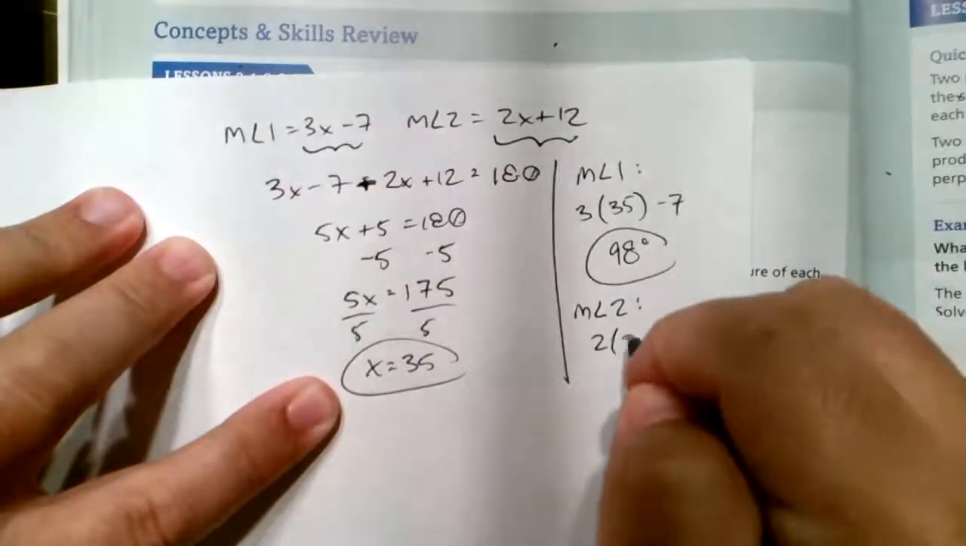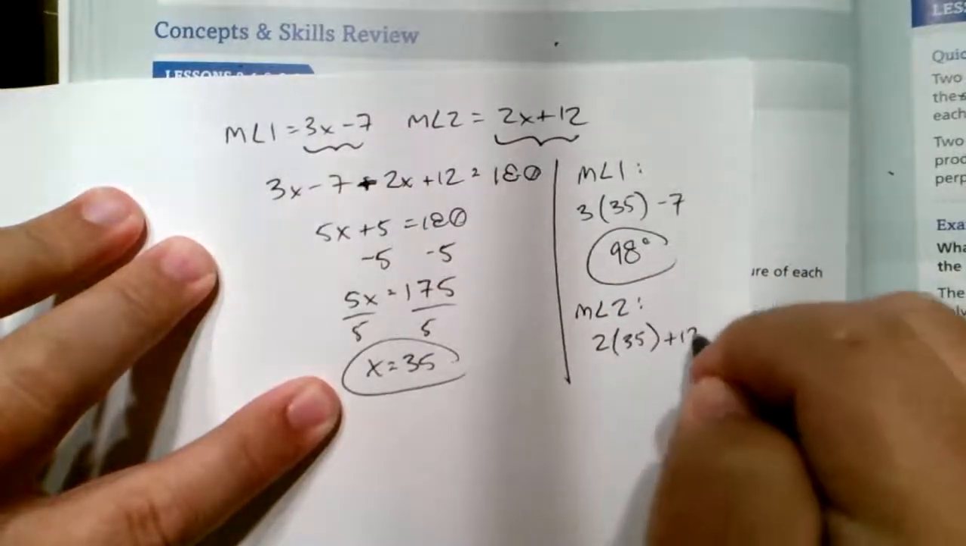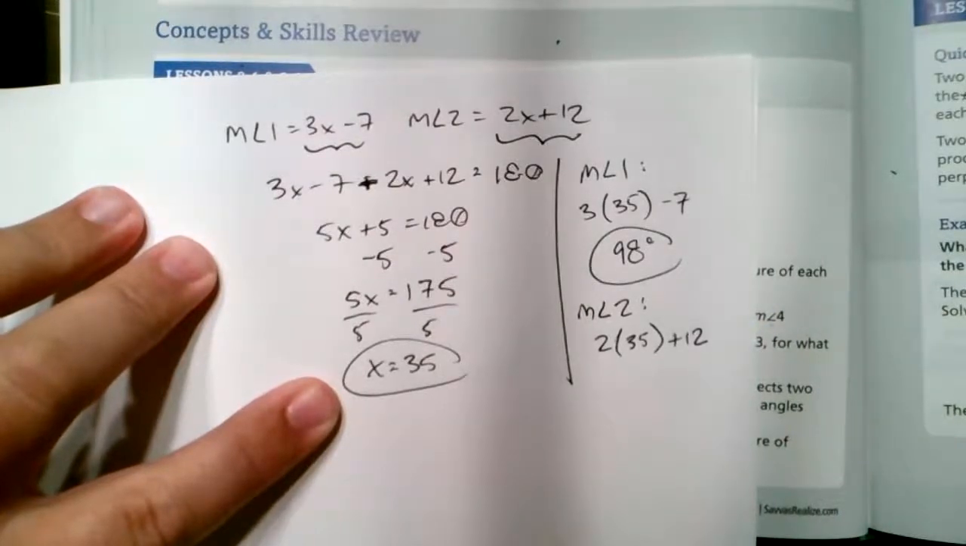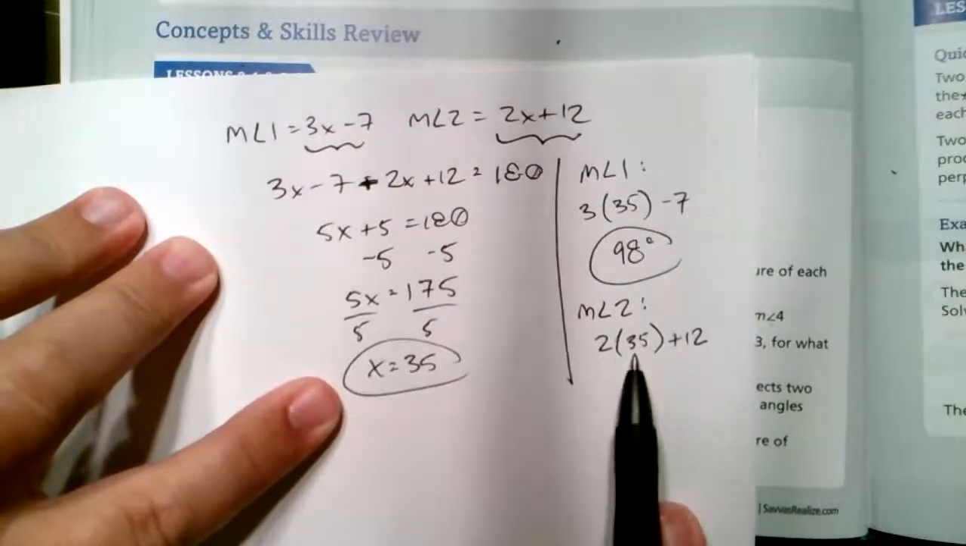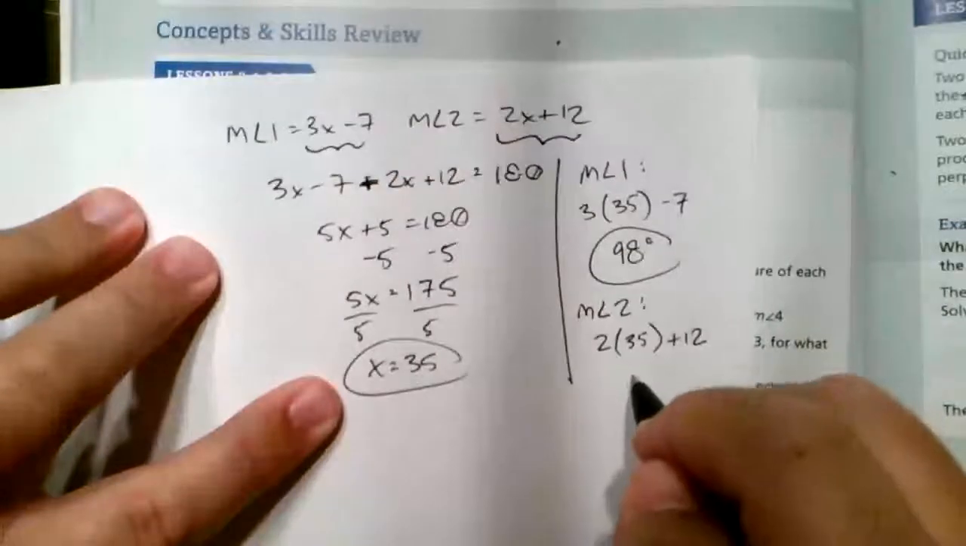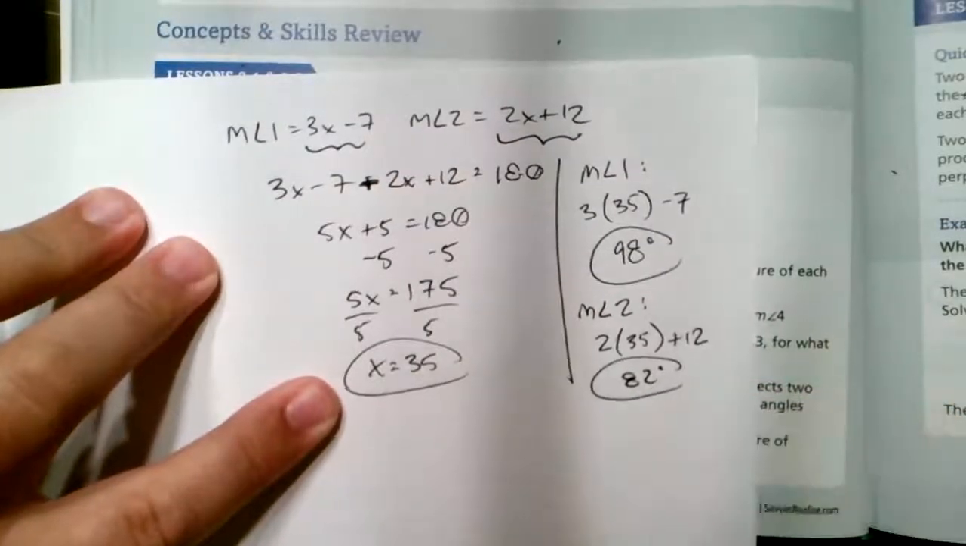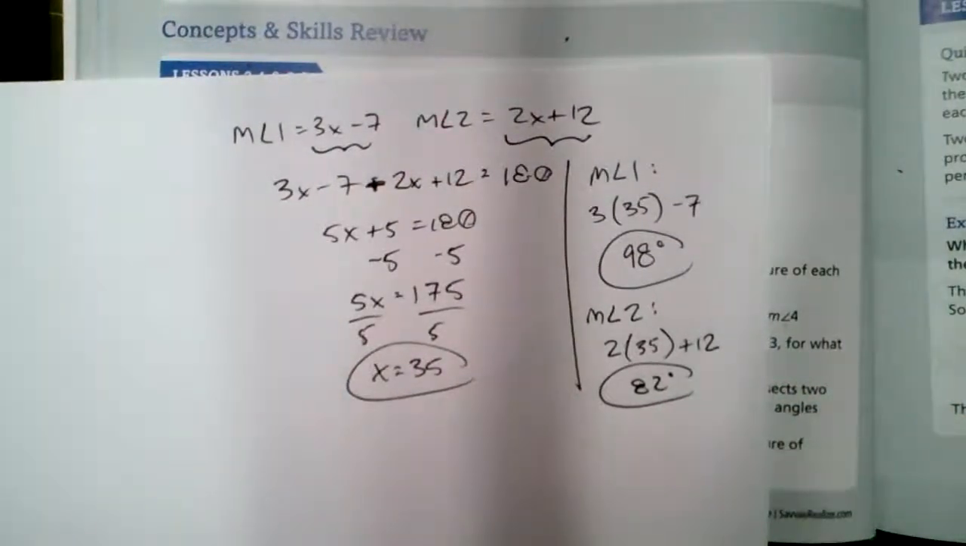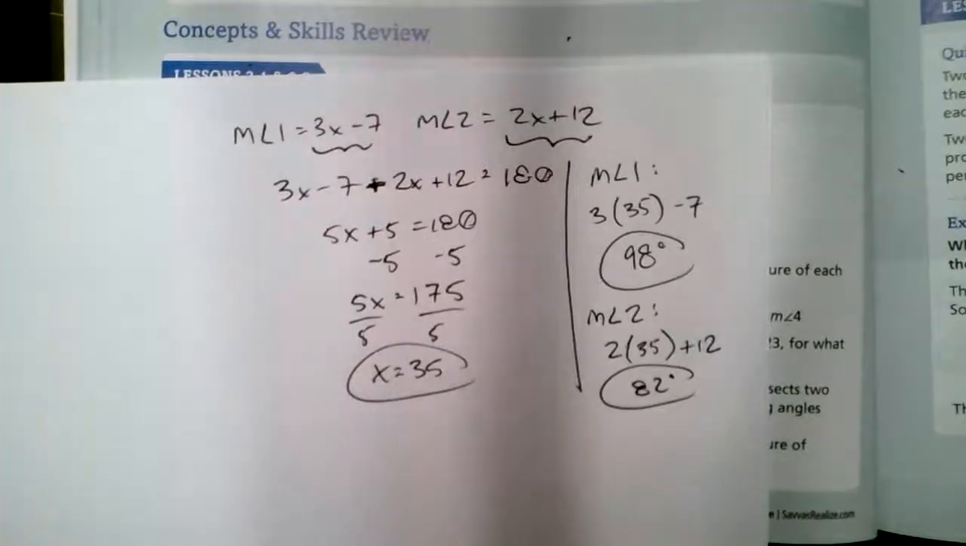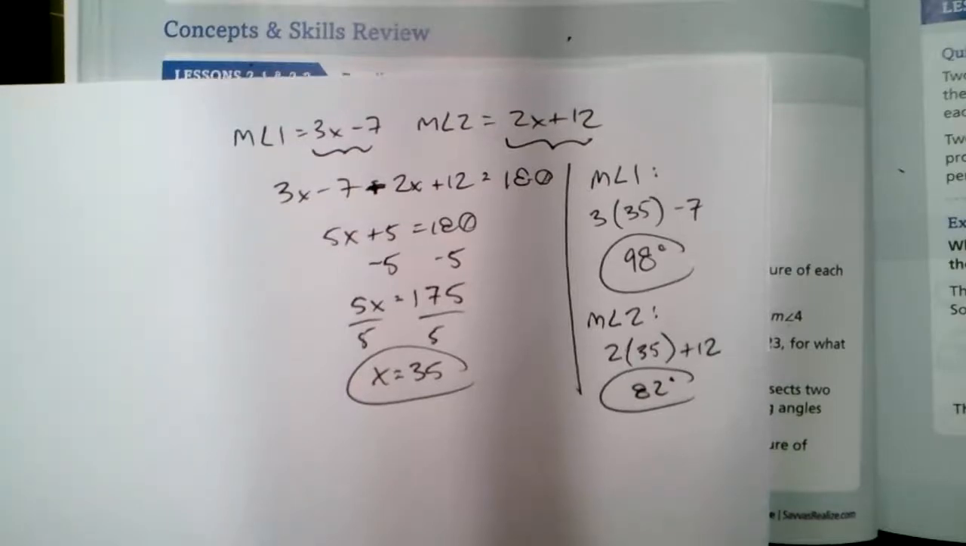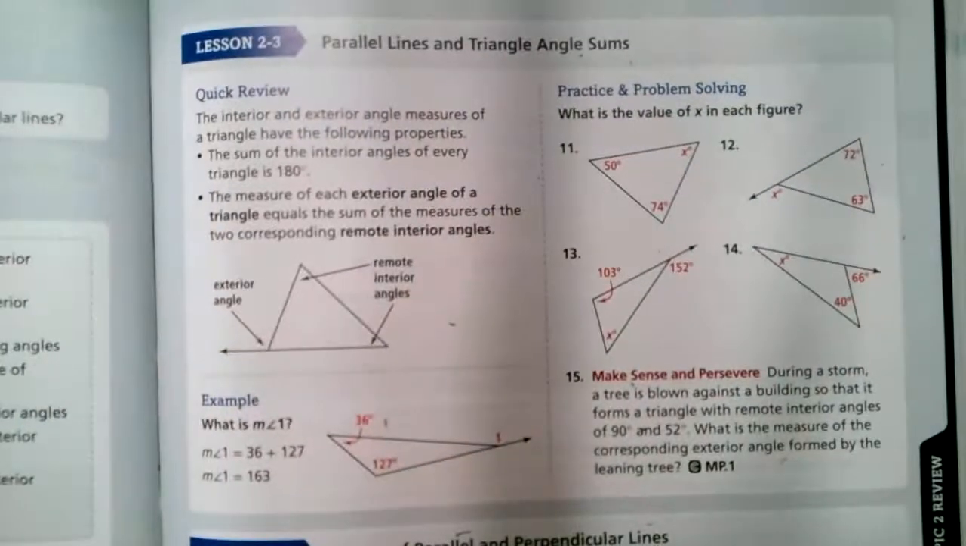And then the measure of angle 2, I'd use that equation, 2x plus 12. So 2 times 35 plus 12. 2 times 35 is 70. 70 plus 12 is 82. And just like I said earlier, these are supplementary. 98 plus 82 is 180. They add up to 180.